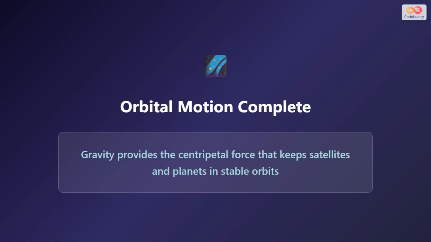To summarize, we've discovered how orbital motion works. Gravity provides the centripetal force that keeps satellites and planets in stable orbits. By balancing gravitational force with the requirements of circular motion, we can calculate exactly how fast an object must travel to orbit at any given distance. This beautiful interplay between gravity and motion governs everything from artificial satellites to the planets orbiting our sun. Understanding these principles is essential for space exploration, satellite technology, and our comprehension of the cosmos.